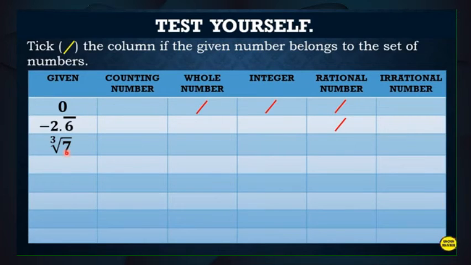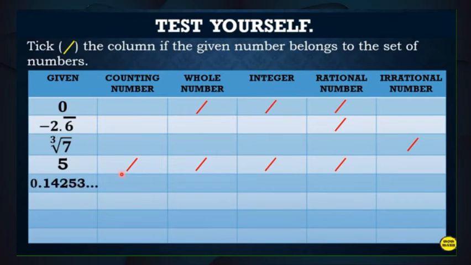So, if I have here cube root of 7, since this is not a perfect cube, then this is irrational. Next, I have 5. Okay, so 5 is a counting number. This is also a whole number. An integer, so if this is an integer, then this is a rational number.